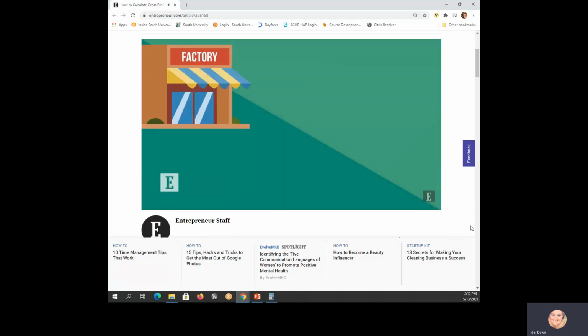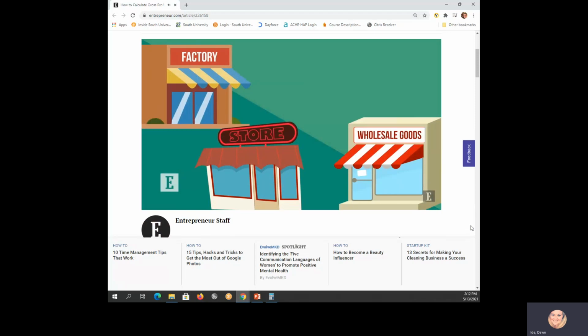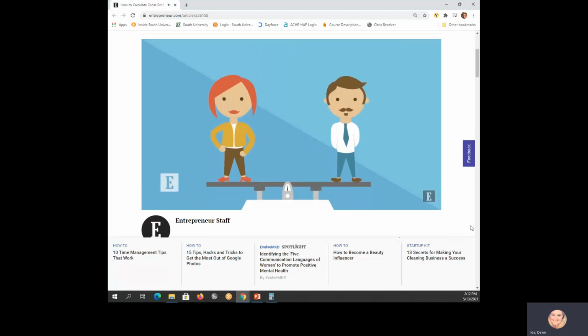Whether you are starting a manufacturing, wholesaling, retailing, or service business, you should always be on the lookout for ways to deliver your product or service more efficiently. Just be sure to balance efficiency and quality to ensure that they don't get out of balance.